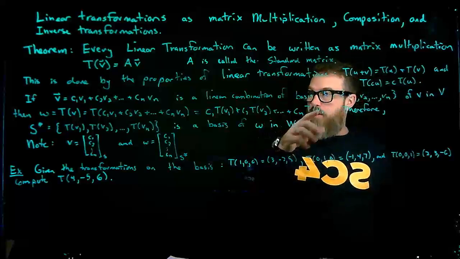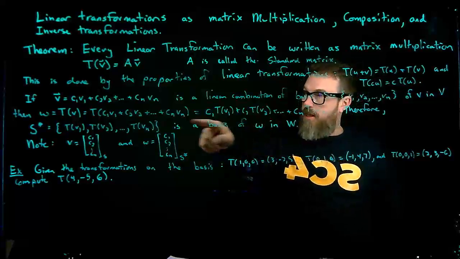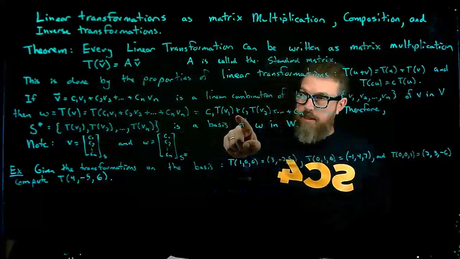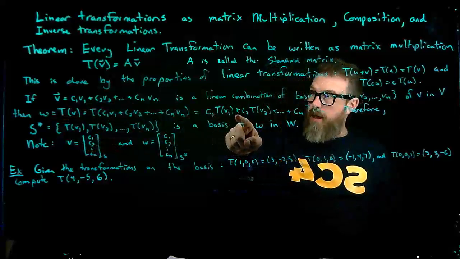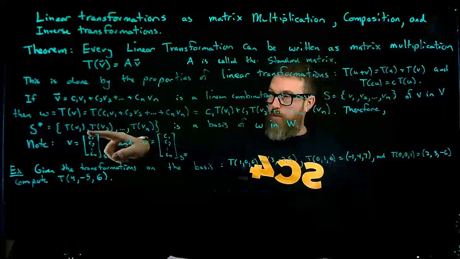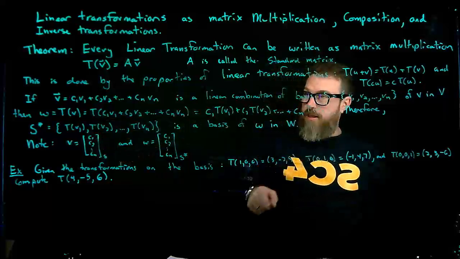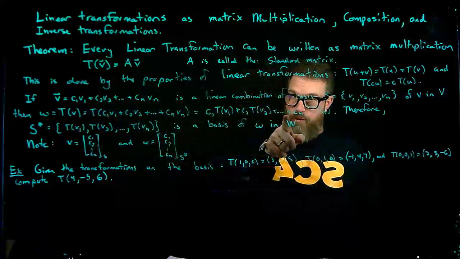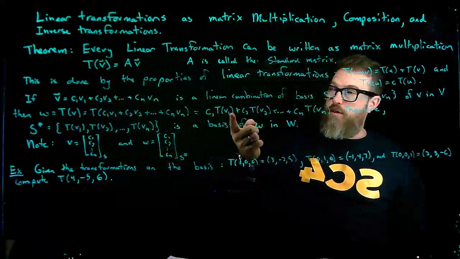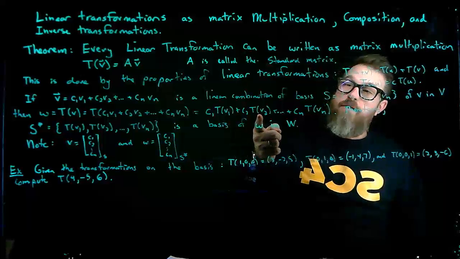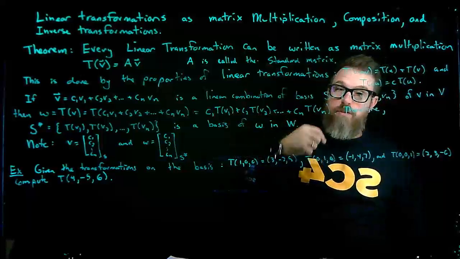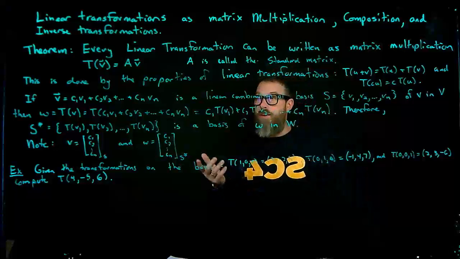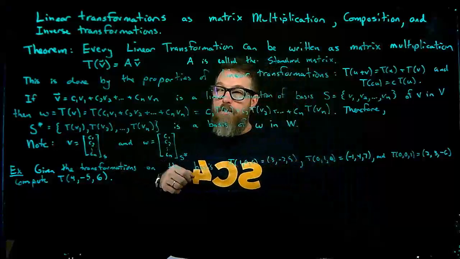So really what this says is since W can be written as this linear combination, the transformation of the basis is actually the basis of W, because you can see W is written as that linear combination of the vectors T of V1, T of V2, all the way up to T of Vn. Notice that those are vectors because the transformation of a vector is a vector. So let's call that S star.